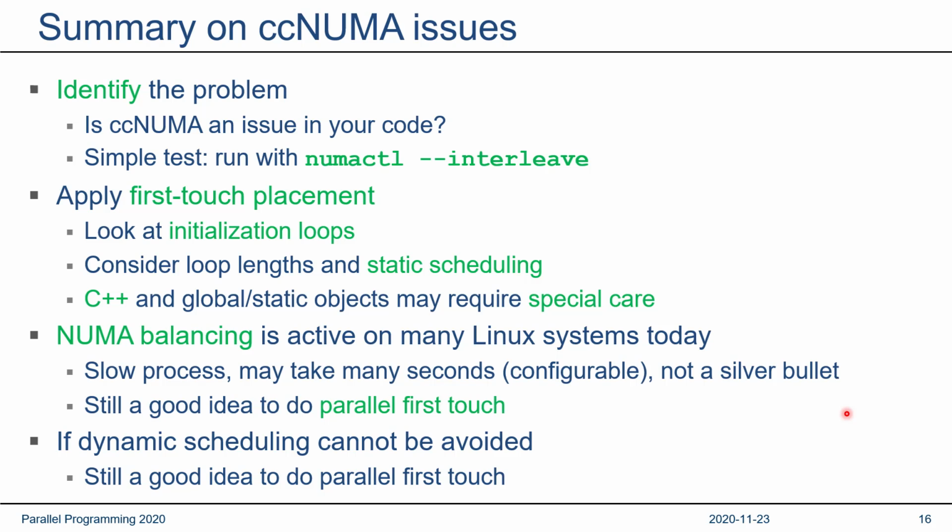And finally, if you have a program that needs dynamic scheduling because you have load balancing problems, then it's still a good idea to do parallel first touch. So if there's anything you take home from this part of the lecture: if you do OpenMP, do parallel first touch.